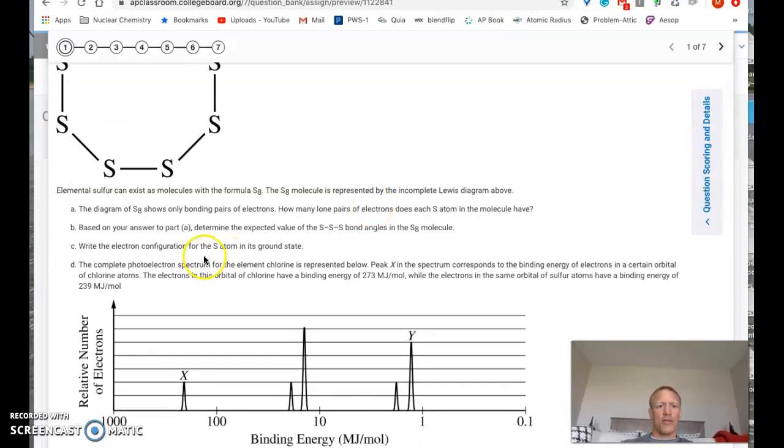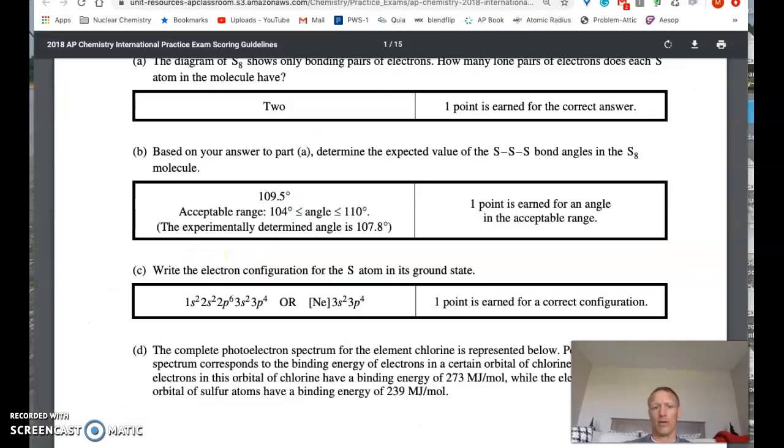Write the electron configuration for the sulfur atom in its ground state. You can do the shortcut, you can do the normal electron configuration. Hopefully that is something fairly easy for you, but 1s2, 2s2, 2p6, 3s2, 3p4, or there's a shortcut one. Either one is fine.